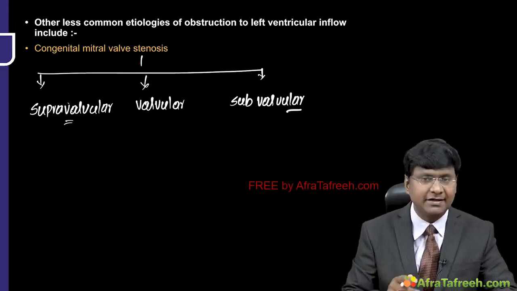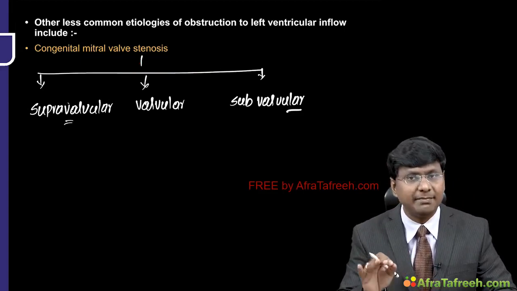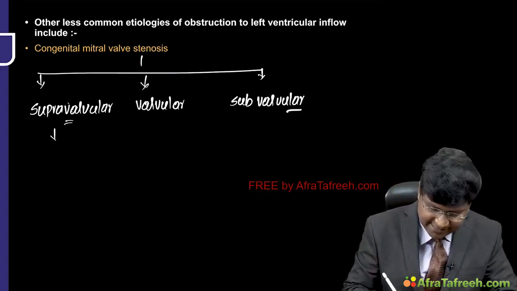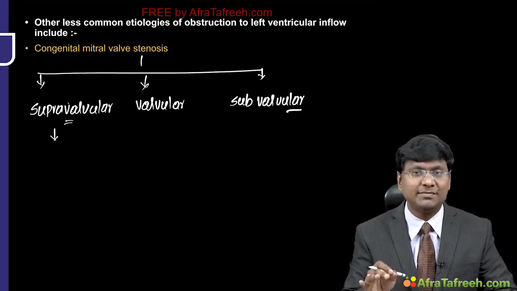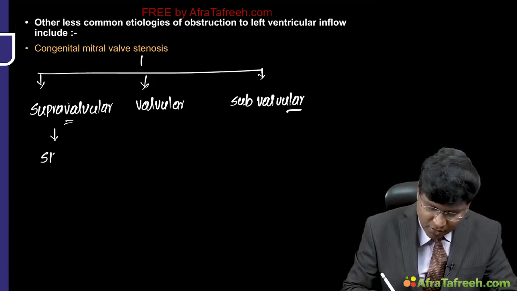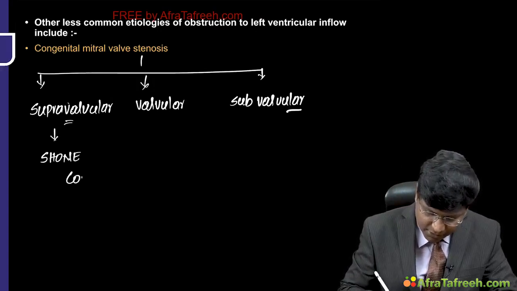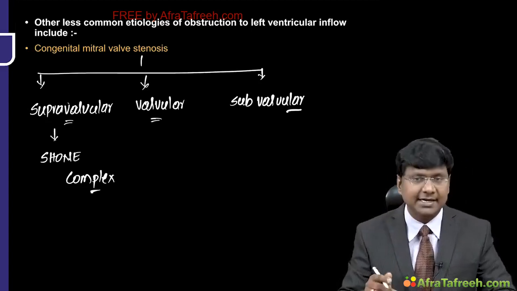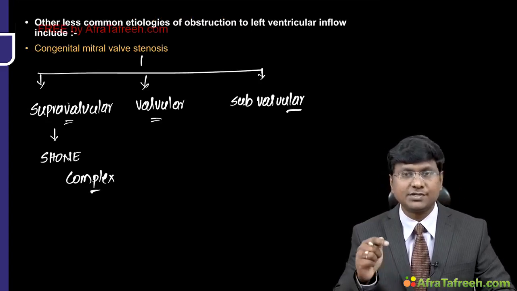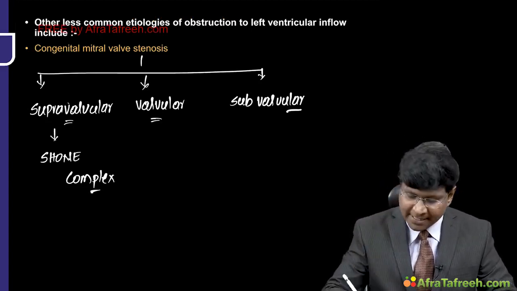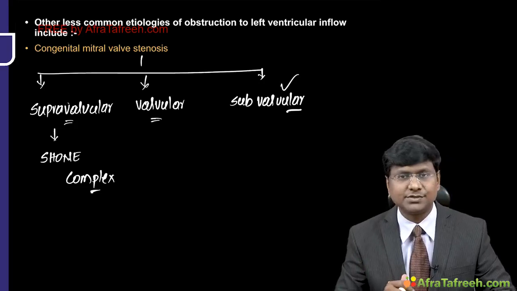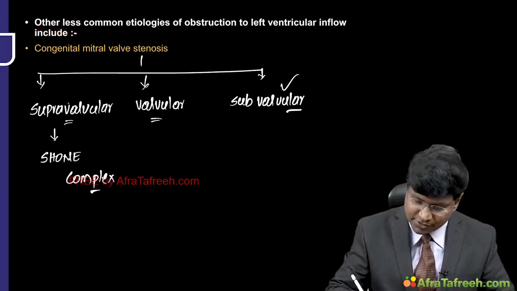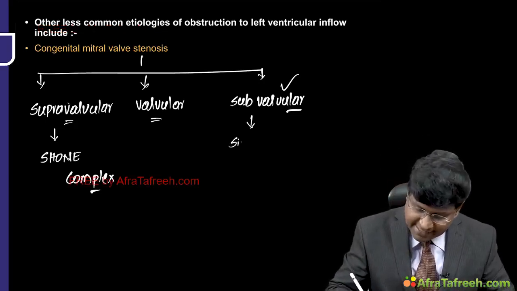Now, in the supravalvular area, there will be formation of a membrane, and this supravalvular congenital mitral stenosis is a component of Shone's complex or Shone syndrome. I'll tell you what the components of Shone's complex are. There are totally 4 components. Then another form of congenital mitral stenosis is the pathology at the level of the valve. The other one is subvalvular mitral stenosis. In subvalvular mitral stenosis, there is presence of a single papillary muscle.